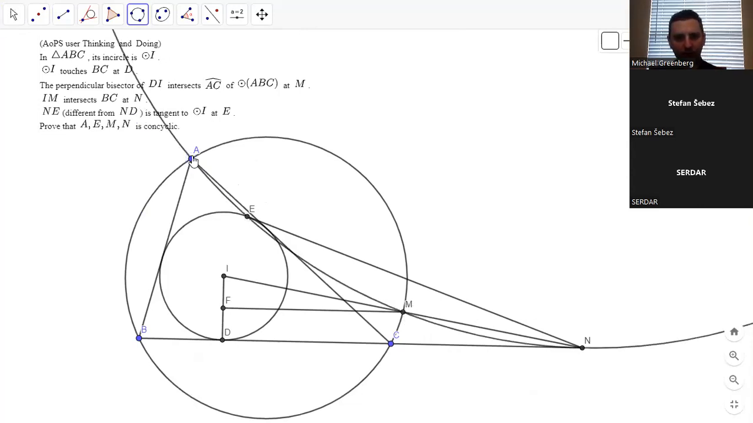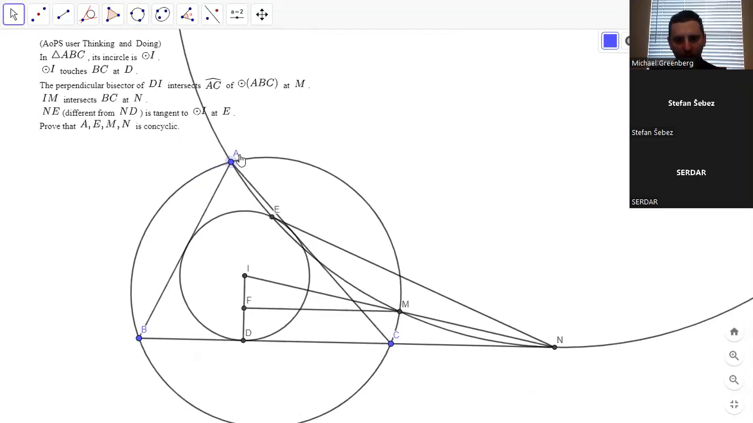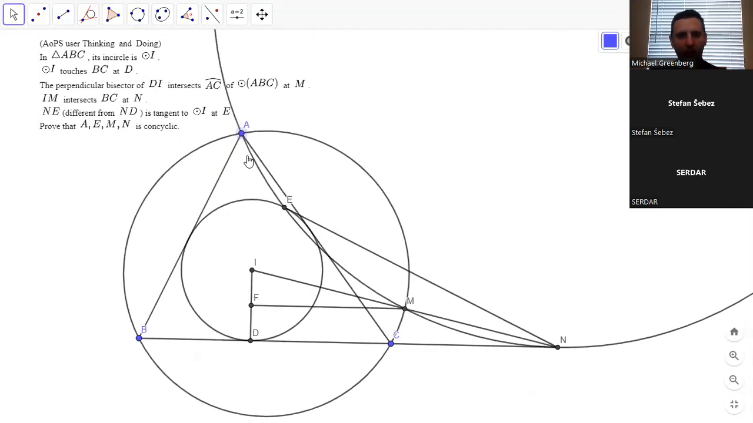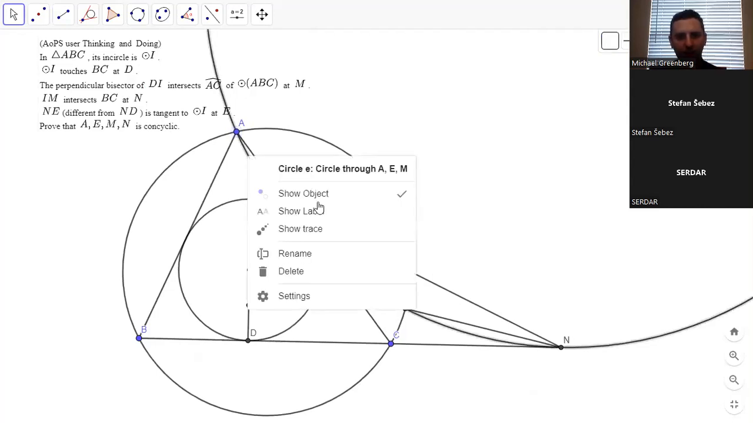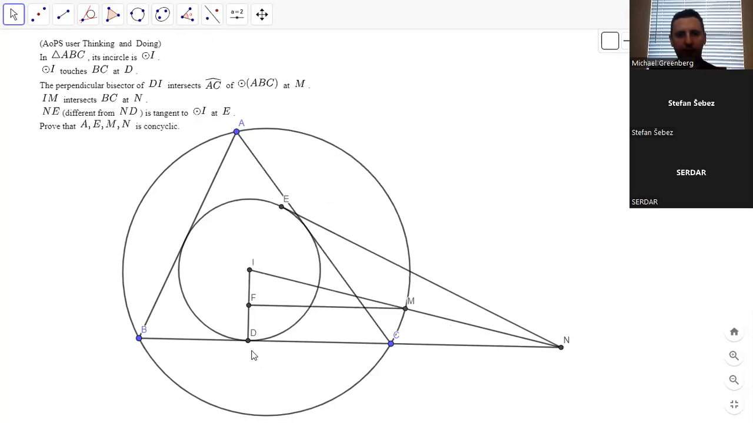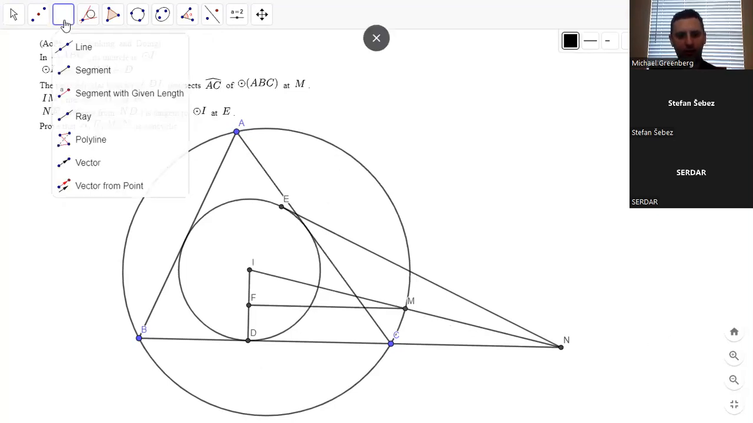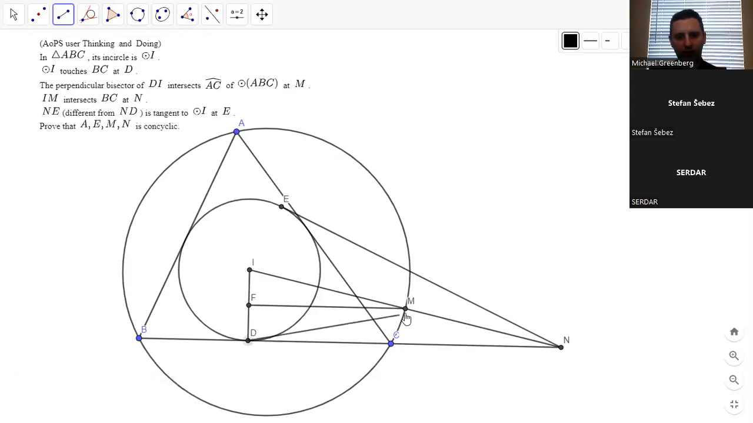I wonder if triangles IMD and END are similar. That's interesting. Yeah, we know they're both isosceles. And is it obvious that MDN is isosceles? Let's see. Yeah, they are similar. But is it obvious that they are similar?